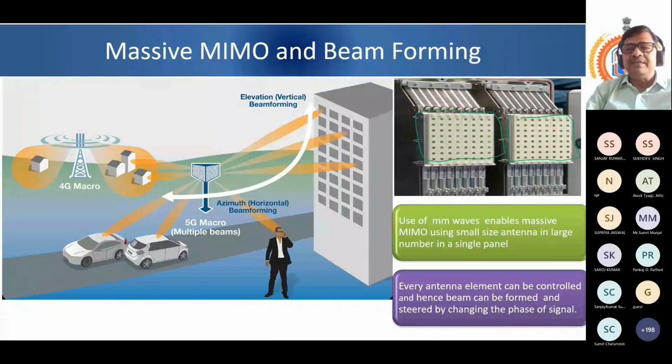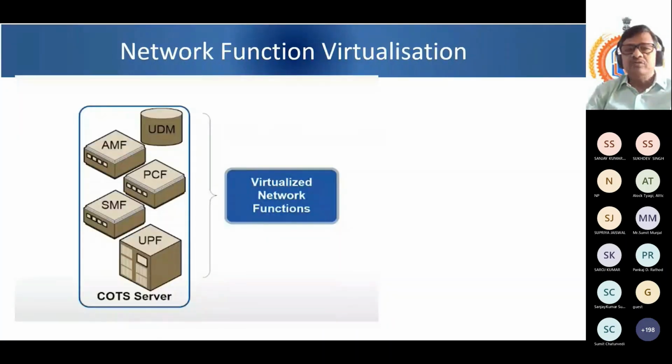There are many concepts of SU-MIMO, MU-MIMO, single-user MIMO, multi-user MIMO that we will cover in our class. Okay, so now as I was discussing, in 5G, all the network function is virtualized.